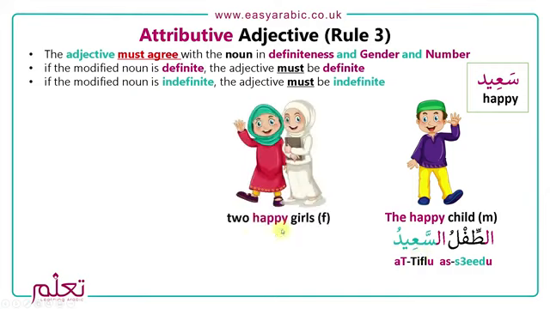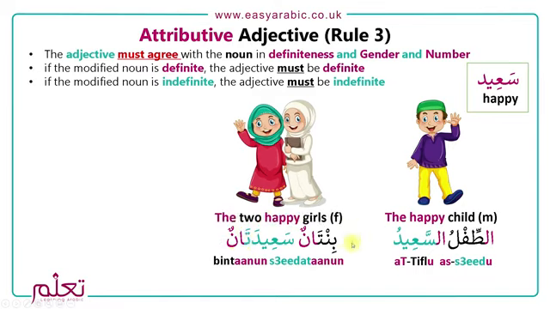Then we have two happy girls. So here the two girls is bintanun, and then we do the same. First change it to add the ta marbuta and then the rule. Okay, so sa'idatanun, bintanun sa'idatanun. And when we say the two happy girls, it's al-bintanun as-sa'idatanu.